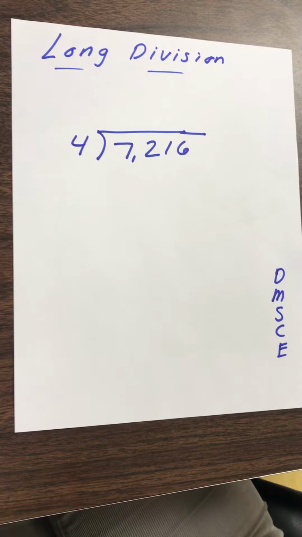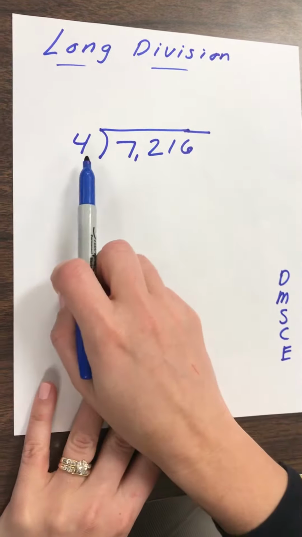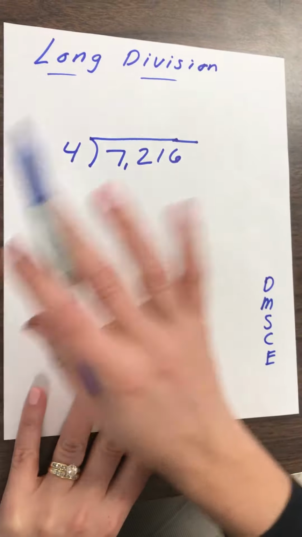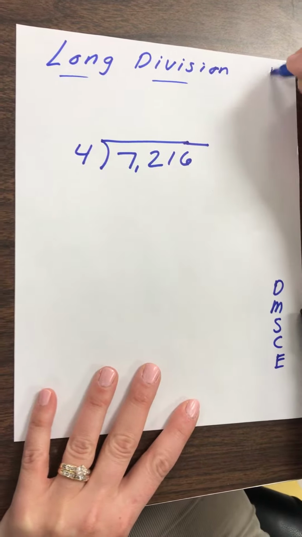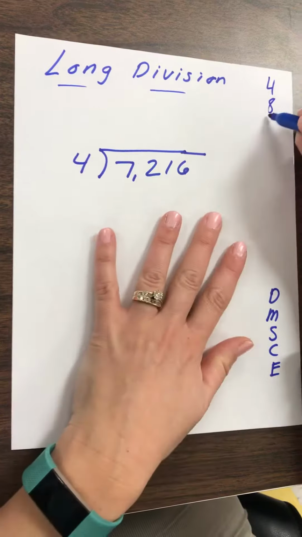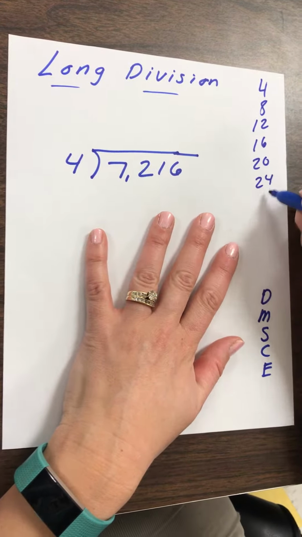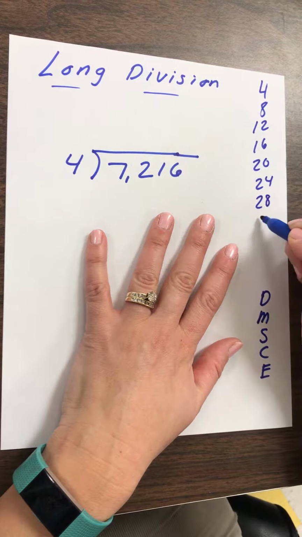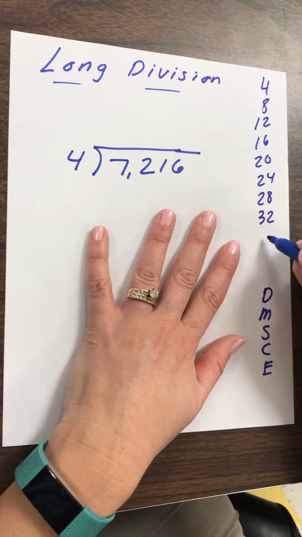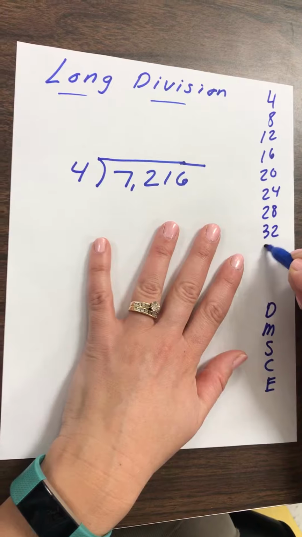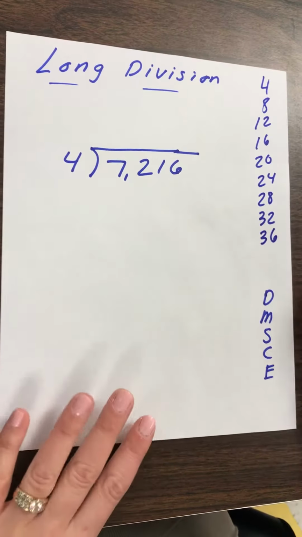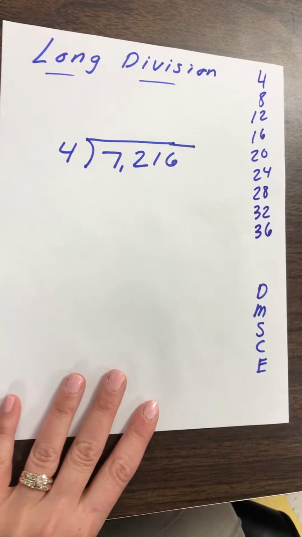My first step is going to be divide, and what I need to do is I look at my divisor, which is a 4, and before I begin, sometimes it helps if you write down the multiples of that number, and you only need to go up to that divisor times 9. Because in 4th grade we only use single digits at a time.